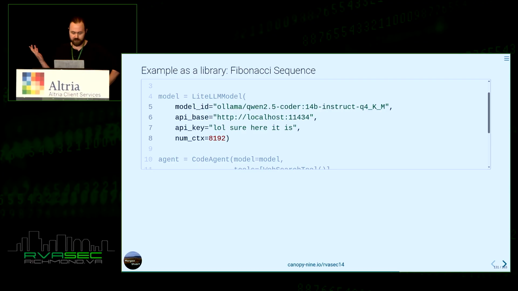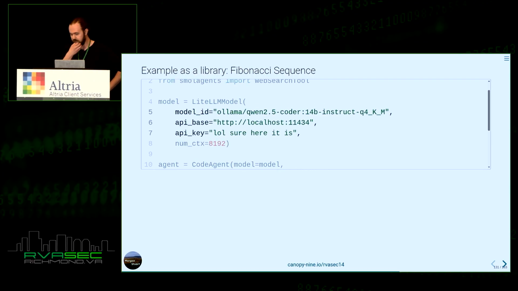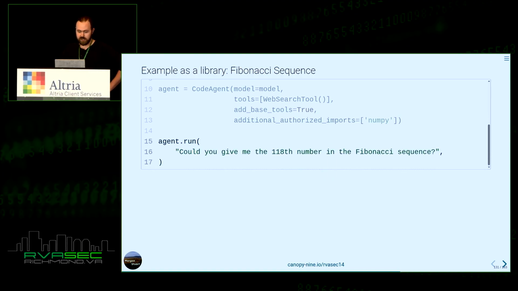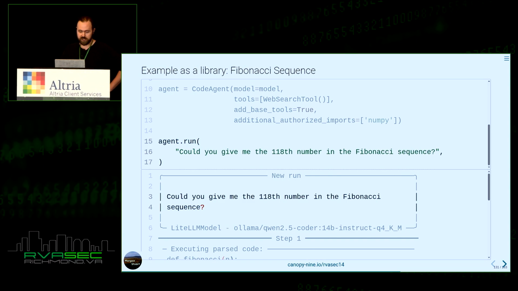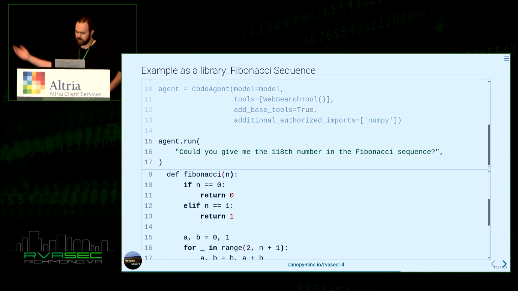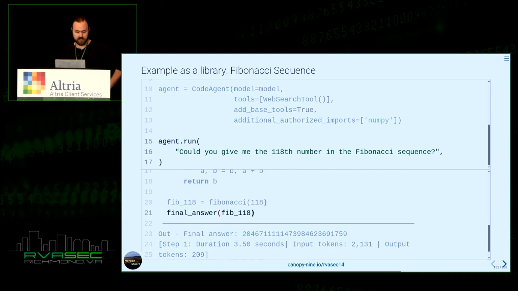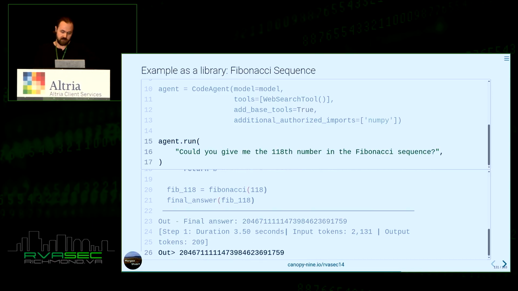This is another example from the Small Agents library, but I think it's a good representation of what we can do. Here we're instantiating the code agent, giving it the web search tool, allowing it to import NumPy. It doesn't actually use NumPy, it just writes its own Fibonacci calculation. Here's that function, it just goes ahead and writes that. Then it calls it, submits it as the final answer, and it gets it right.